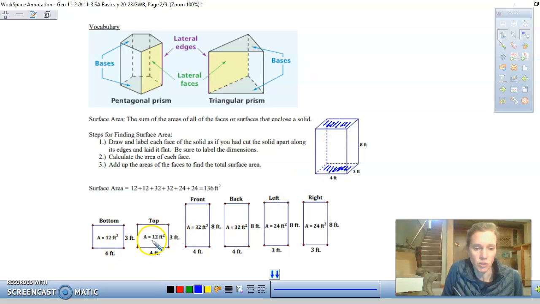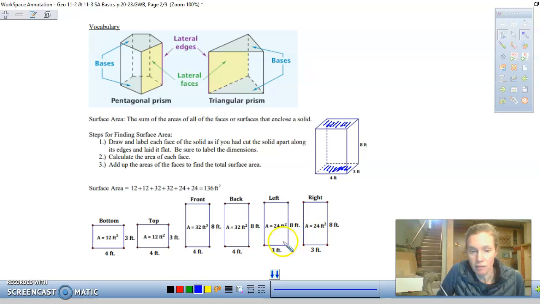So that's 12 and 12. Okay, the front here is 4 by 8. So I have 4 by 8, and then the back is also 4 by 8. The left, however, the left over here is going to be 3 by 8. So the left is 3 by 8, and the right is 3 by 8.